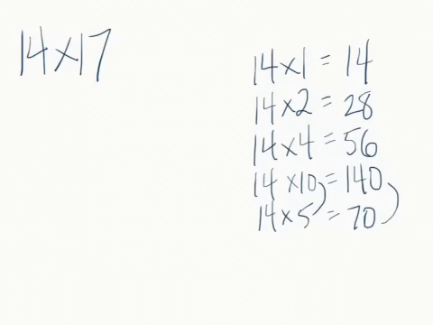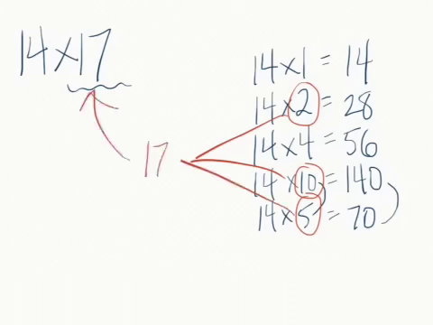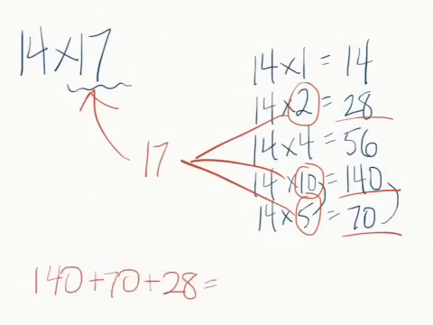And here I probably have what I need to show 17 groups of 14. Do I have some things that can add up to 17? Why, yes I do. I've got a 10, I've got a 5, and I've got a 2. Together, that makes 17 groups of 14. So all I need to do is take my partial products here and add those together. So I can do 140 plus the 70 plus the 28 to get me 238.